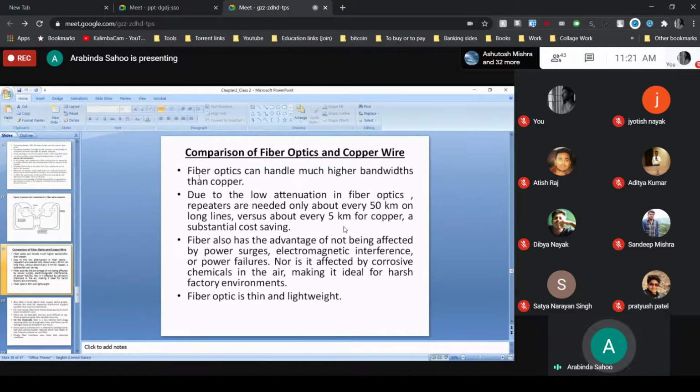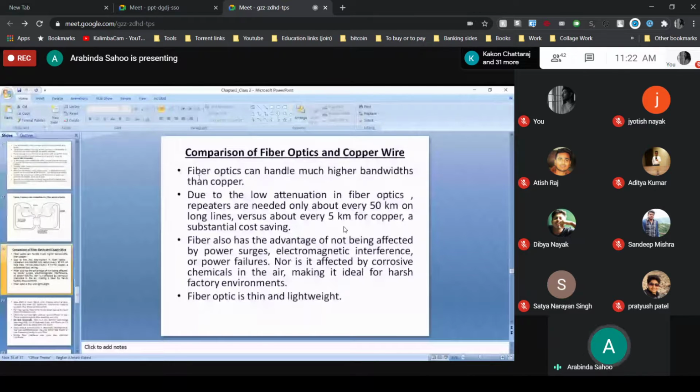As the repeaters required in case of fiber optics are fewer, naturally there is a cost saving. The cost is also less, a substantial cost saving. Due to the low attenuation in fiber optics, repeaters are needed only about every 50 kilometers along a line versus every 5 kilometers for copper. So it is a cost saving.